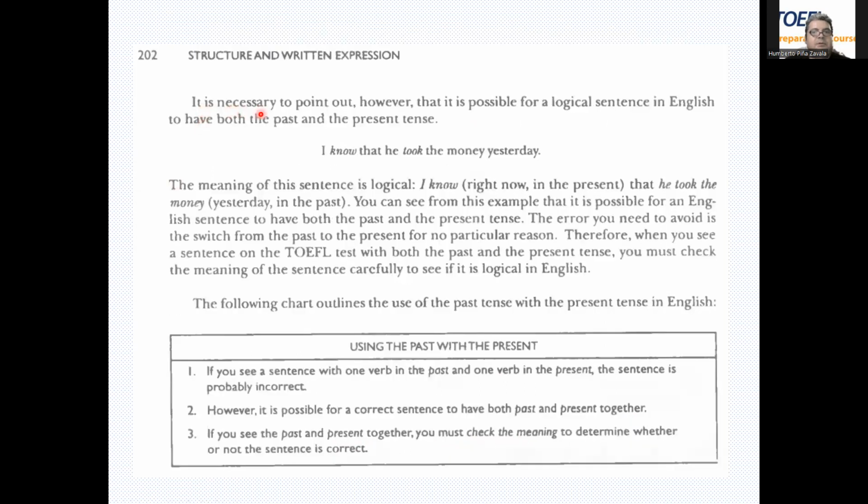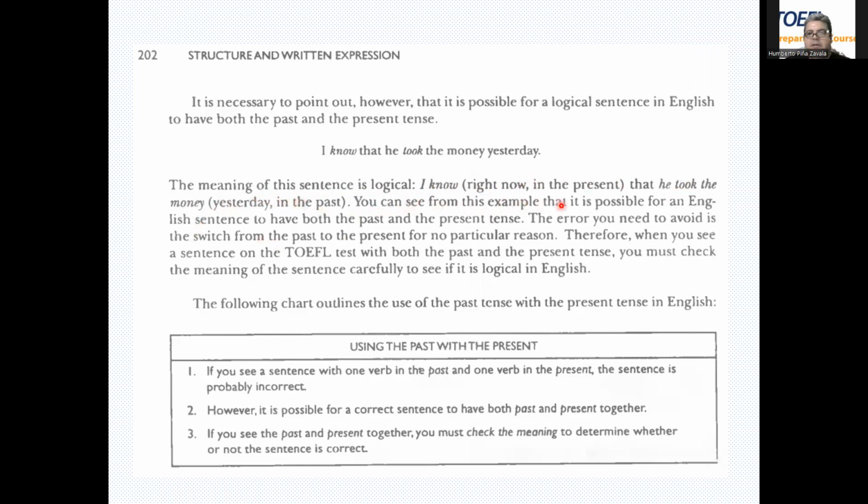It is necessary to point out, however, that it is possible for multiple sentences in English to have both the past and the present tense. I know that he took the money yesterday. The meaning of this sentence is logical. I know right now in the present that he took the money yesterday in the past.